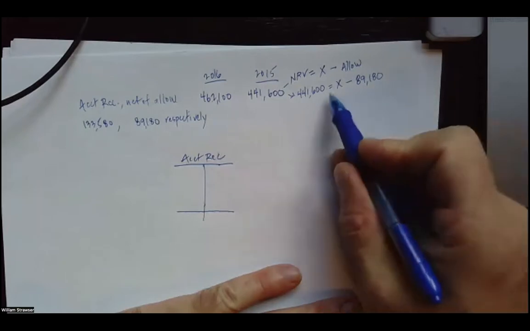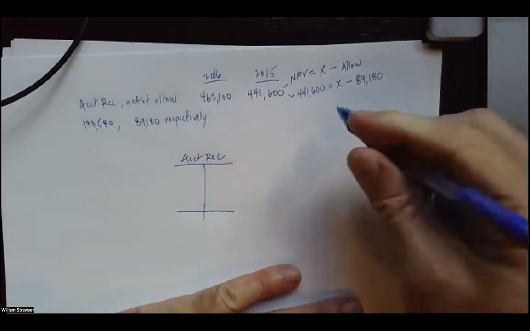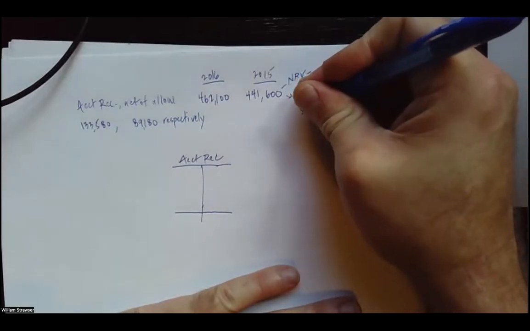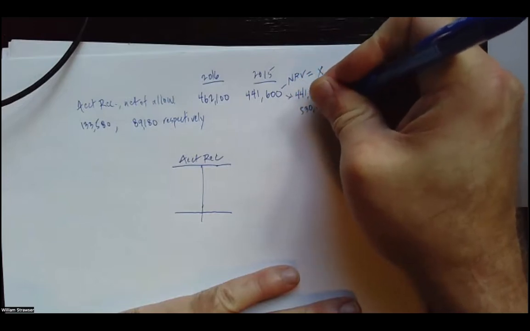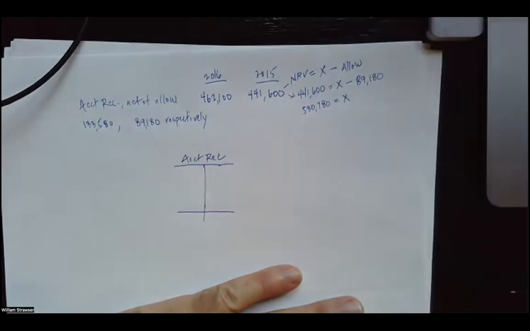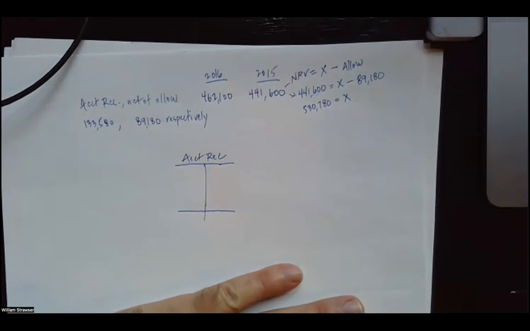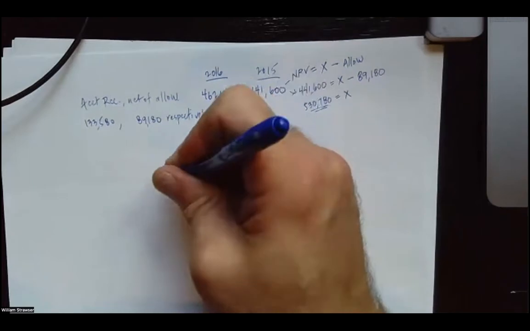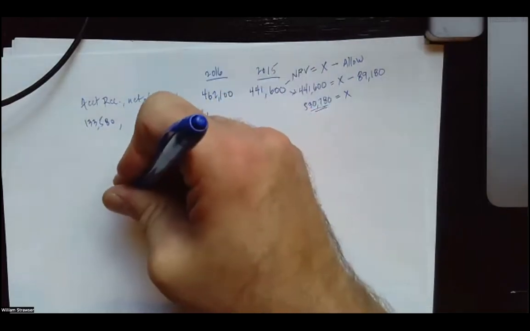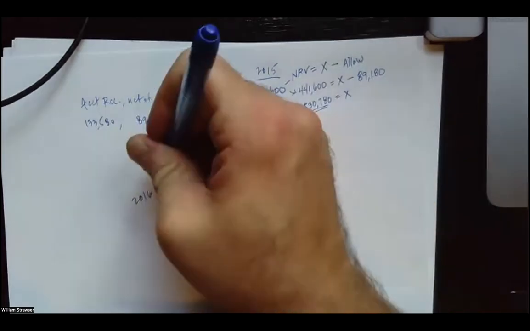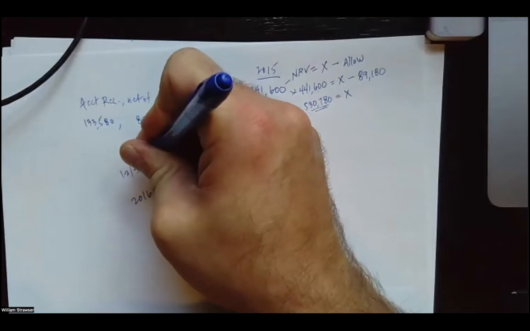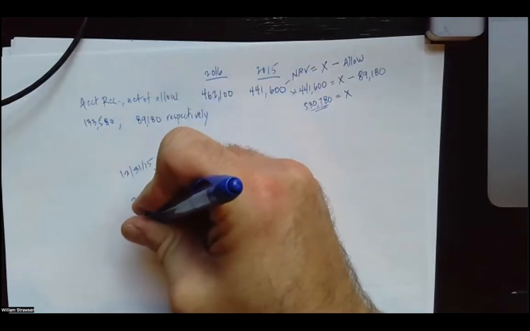So if I add 89,180 to 441,600, bring that over to the other side of the equation, then I get that $530,780 is my X. That is the amount of receivables that would be reported. Now, that's a balance of receivables. And because we're talking about what happened during the year 2016, all this stuff that's going to happen is during 2016. This is where we started 2016. That's that 12/31/15 balance. And then this is where we're ending 2016.